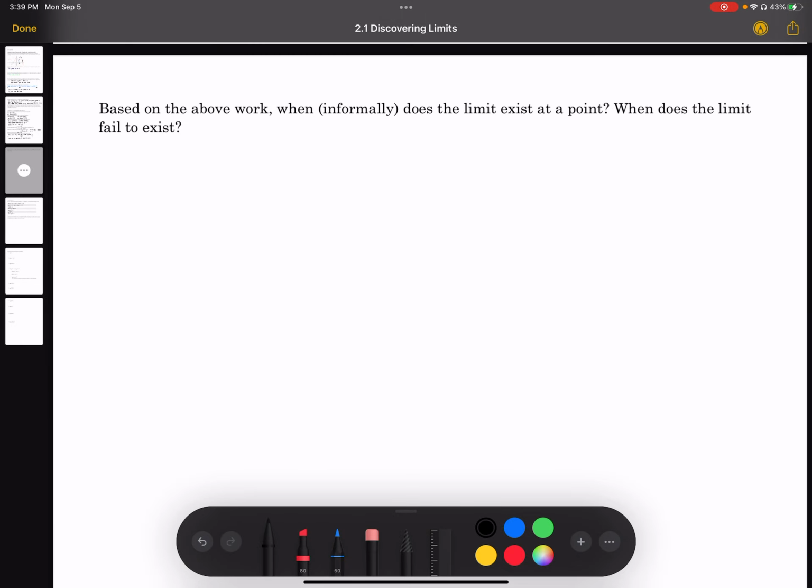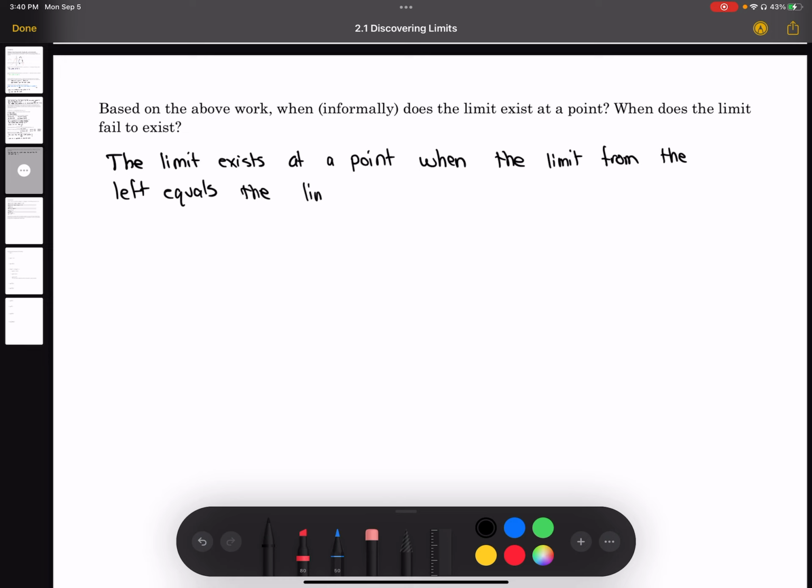So if you had to come up with your own definition for when the limit exists at a point, how would you define it? Pause, write some stuff down, come back and compare it to my definition. All right, so for me, I would say the limit exists at a point when the limit from the left equals the limit from the right.